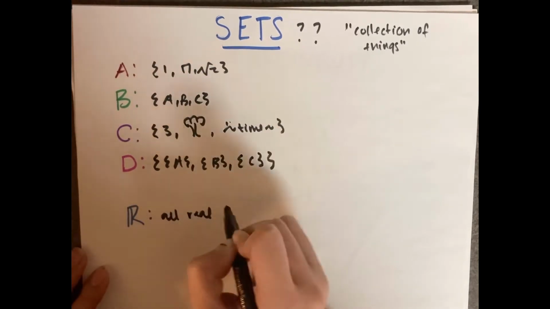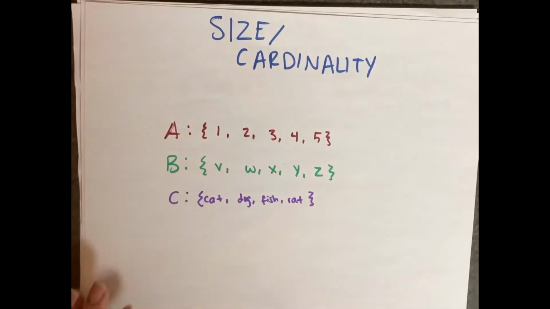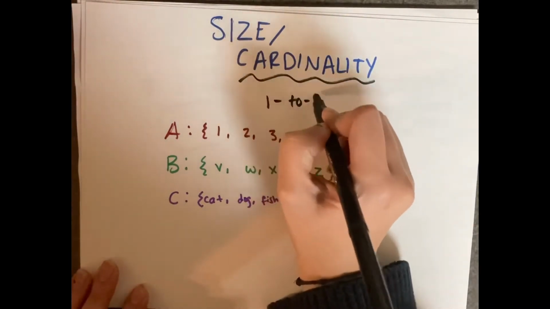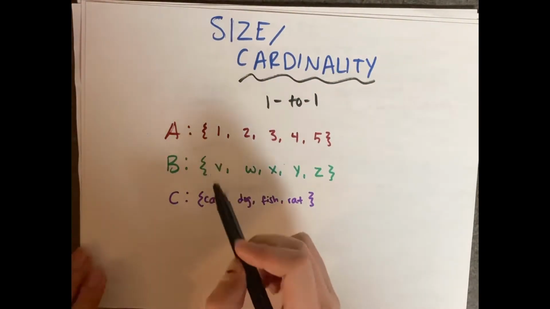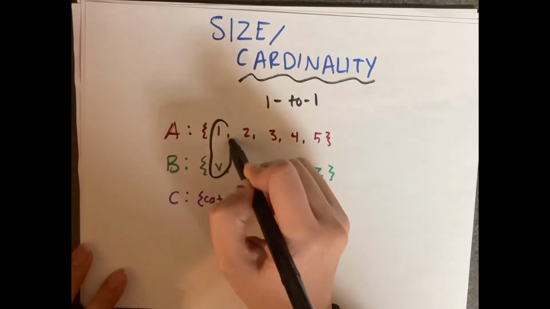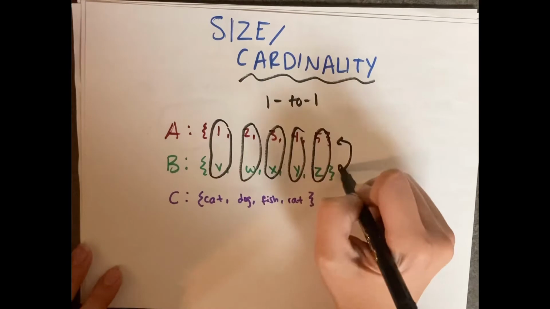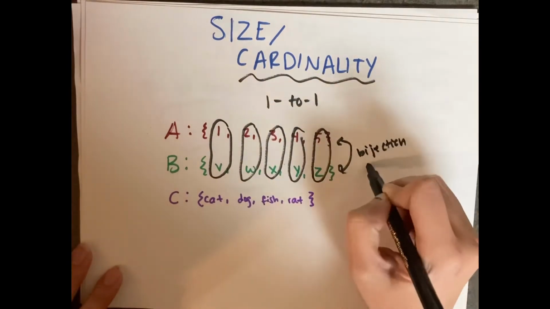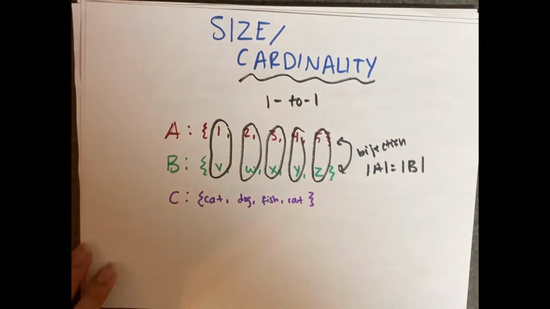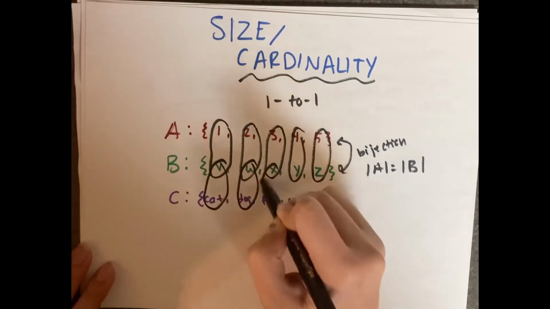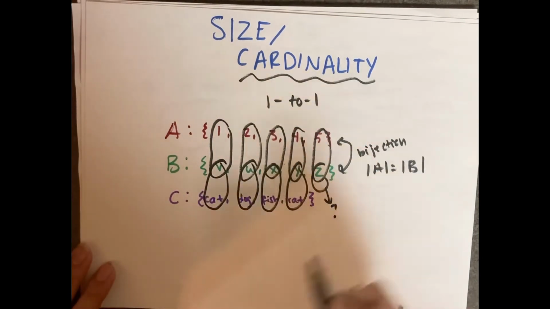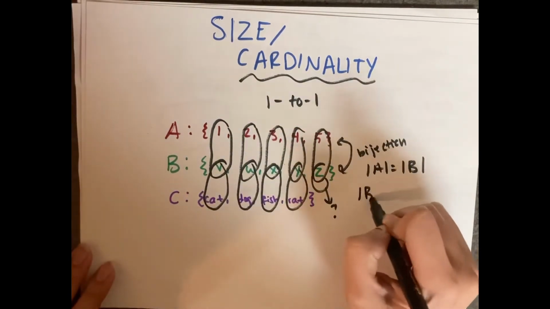Two sets are said to be the same size, or have the same cardinality, if there is a one-to-one correspondence between the two sets. For example, if we look at set A and B, we can see that each element in set A is matched with exactly one element of set B and vice versa. This one-to-one correspondence is called a bijection, and that means that these two sets are the same size. They have the same cardinality. On the other hand, if we compare set B with set C, we can see that not every element in set B can be matched to one in C because there's one left over here. So B and C are different sizes.